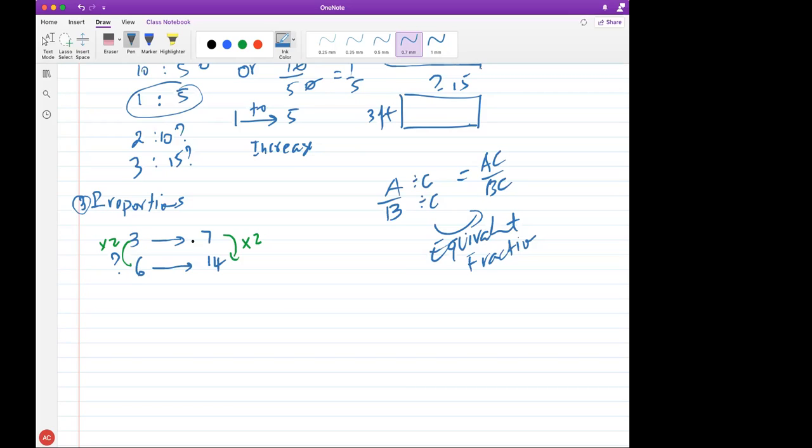So now these two are proportional, okay? These two ratios. So this is a ratio, another ratio. Together, if you increase them accordingly, they make a proportion. So these two ratios are proportional or proportionate. They pretty much mean the same thing.